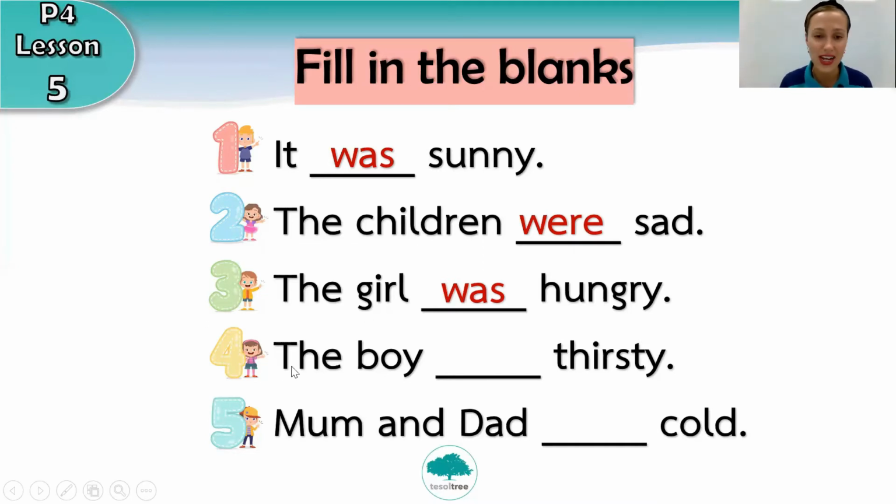Number 4, let's read. The boy thirsty. The boy is a he. He was thirsty or he were thirsty. The boy was thirsty.